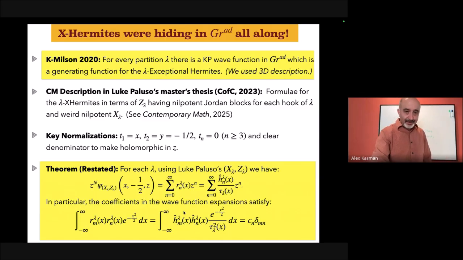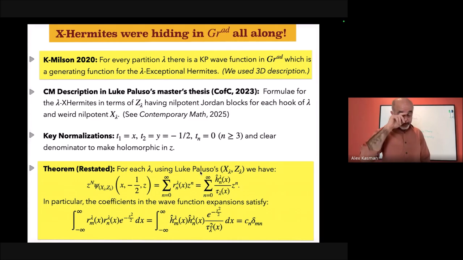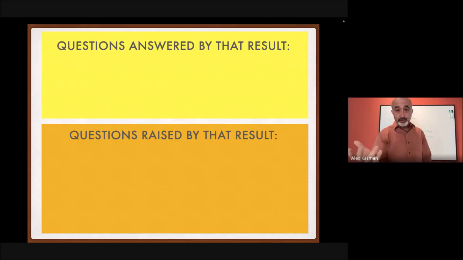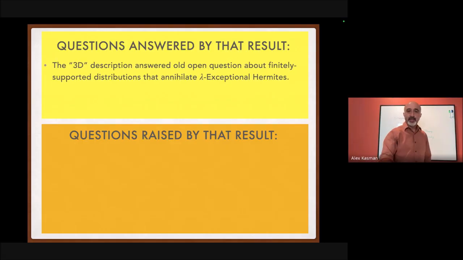And maybe this fact alone, that it's a generating function, isn't so interesting. The point is we were then able to use KP theory to figure out things that we still didn't know about the exceptional Hermites. So just to give you 2 examples of questions. There were many questions we answered, but 2 things we could say about the exceptional Hermites after this was we knew how to find finitely supported distributions that would annihilate the entire family.